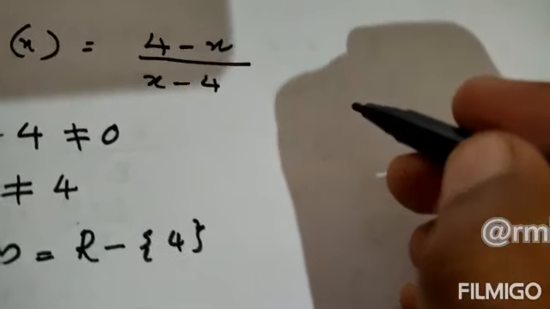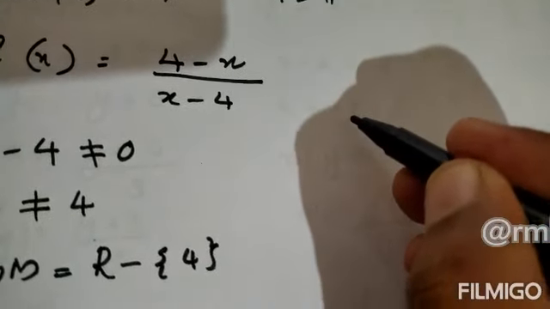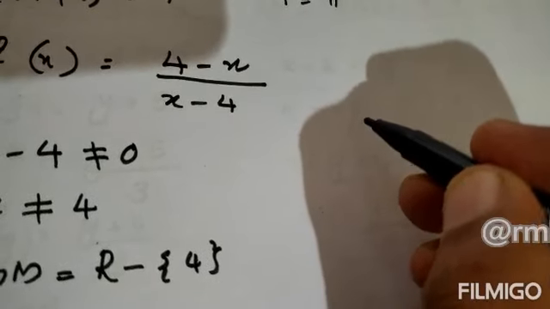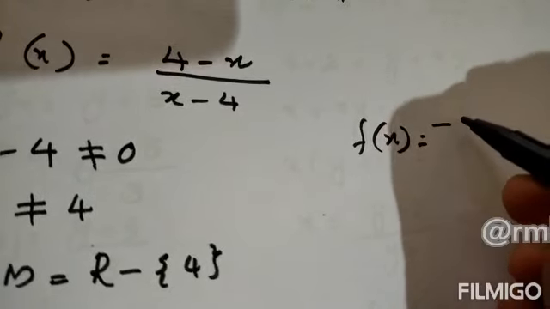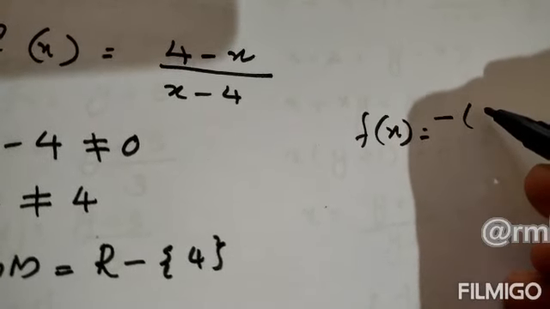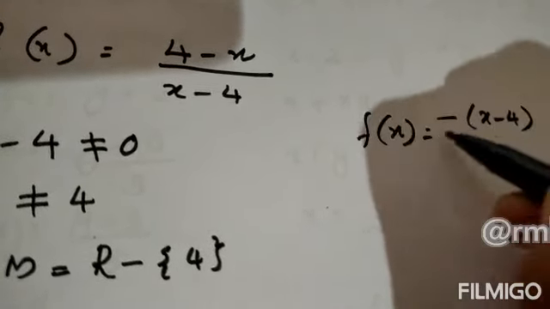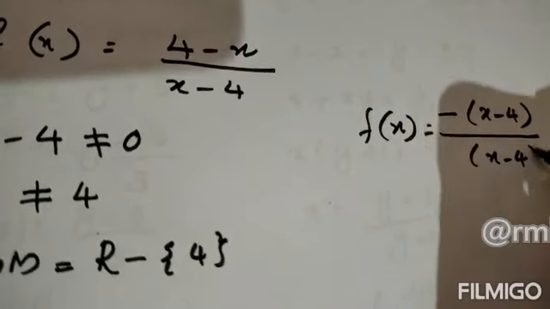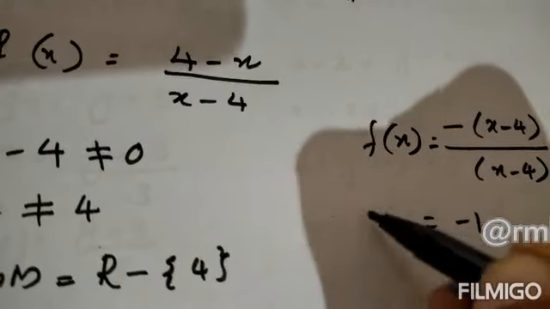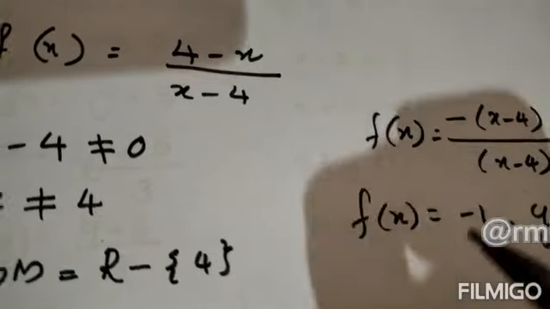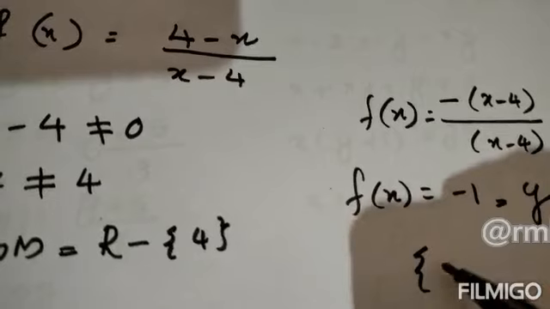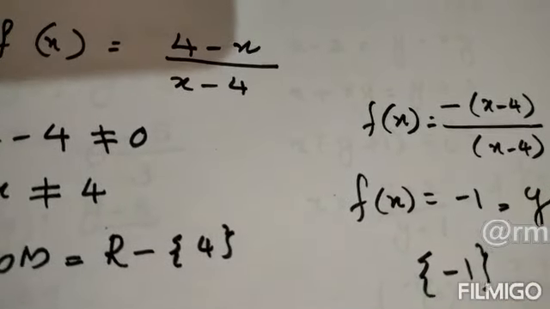And range is the value of y. We simplify: 4 - x is minus of (x - 4), and dividing by x - 4, we get -1. So f(x) = -1, only one single range value, so range is the set {-1}.